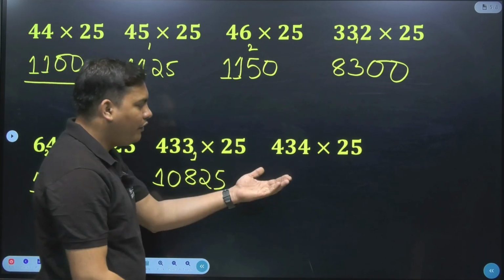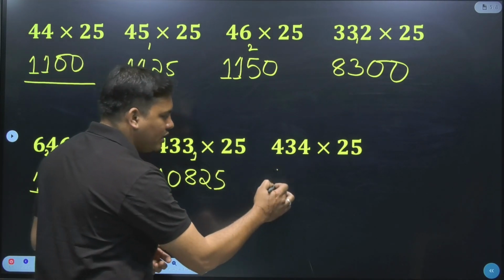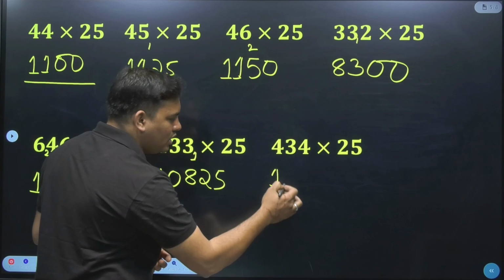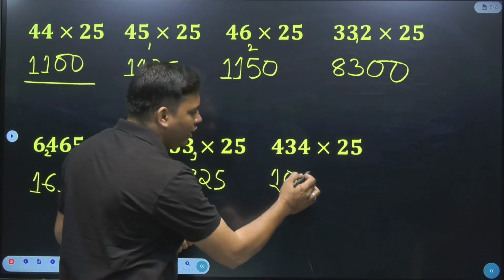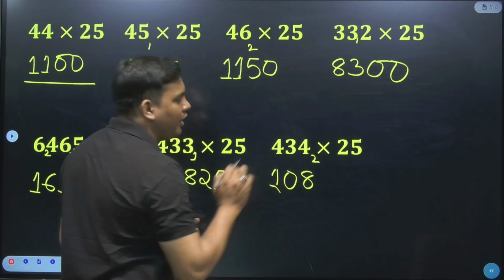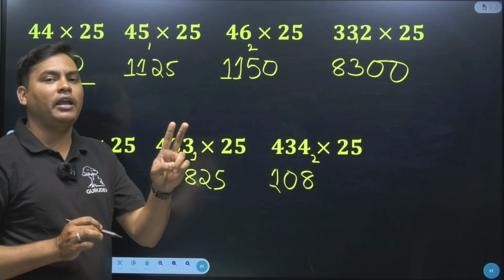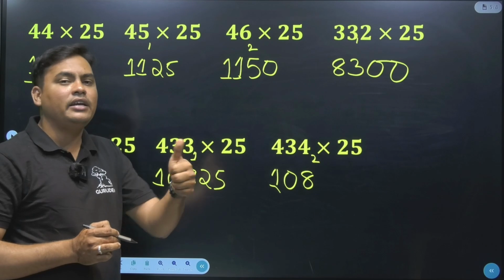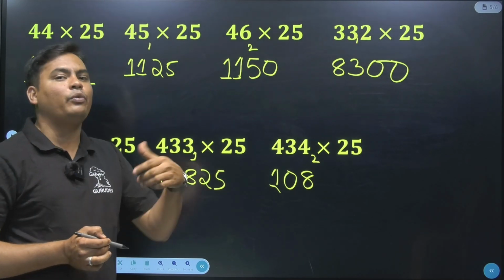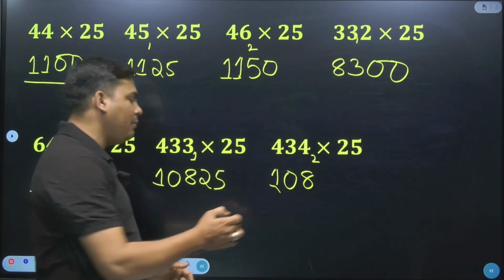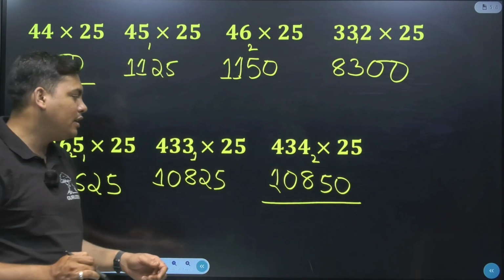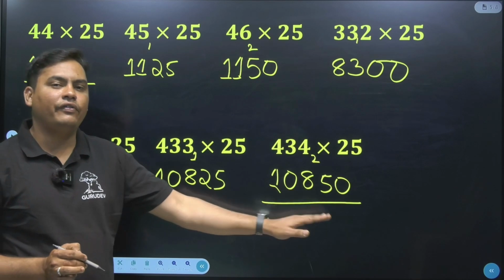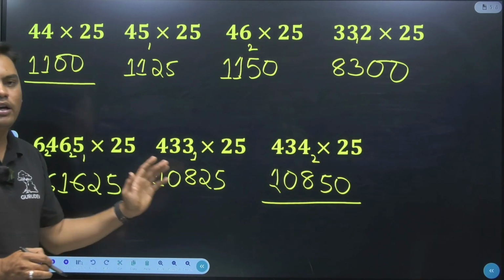Okay. Now, if I go with the next one, 4 ones are 4. No, 3 will not go. 0 I will be taking. 34. 4 8s are 32. How much is remaining? 2 is remaining. When nothing is remaining, 0 0. 1 remaining, 25. When 2 is remaining, I will be adding 50. My answer will be 10850. I think everyone got the concept here.